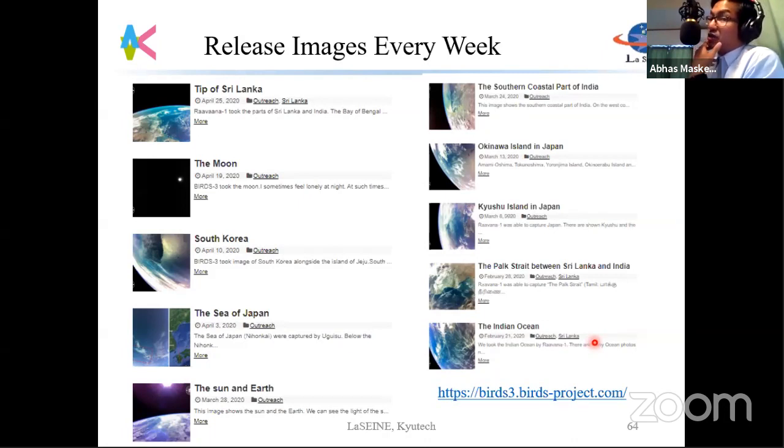The satellites are still operational. We expect them to operate for another 14 months, empirically speaking, and all of these data are being uploaded on the BIRDS project.